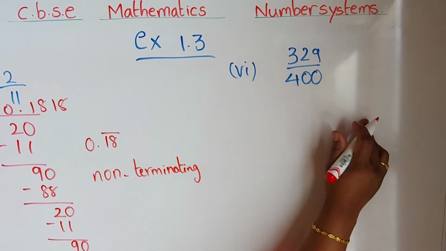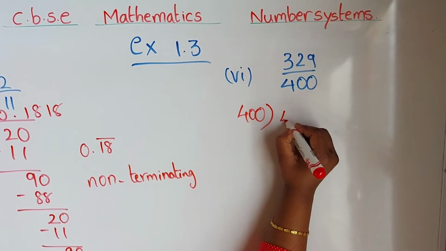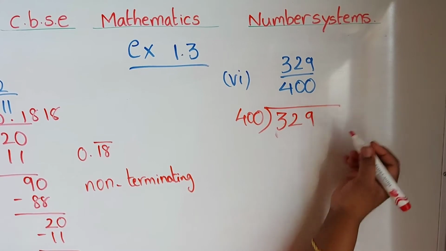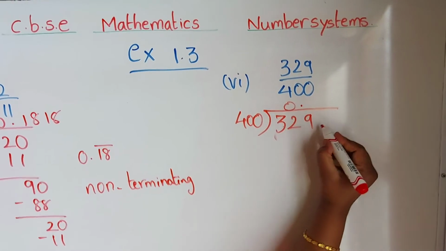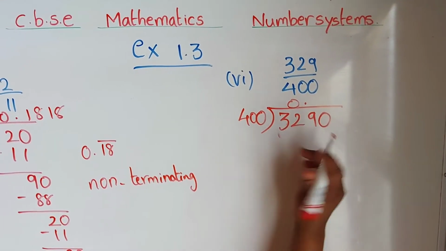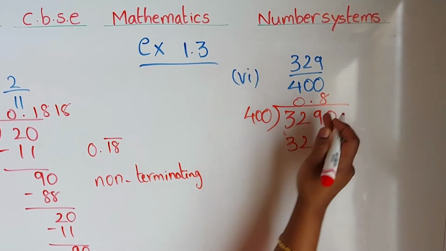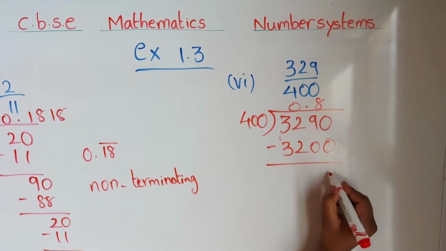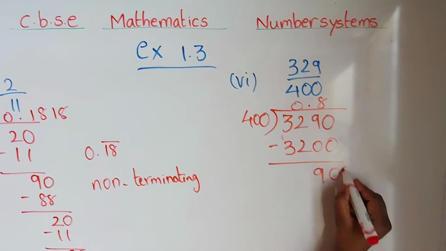So this one is non-terminating. Sixth question, children, 329 divided by 400. Zero point, because 329 is a smaller number. Now it will be 3290, children. 400 8s are 3200. I am writing the same. Minus. Now the remainder is 90, children. Point is there. I can write one more 0.